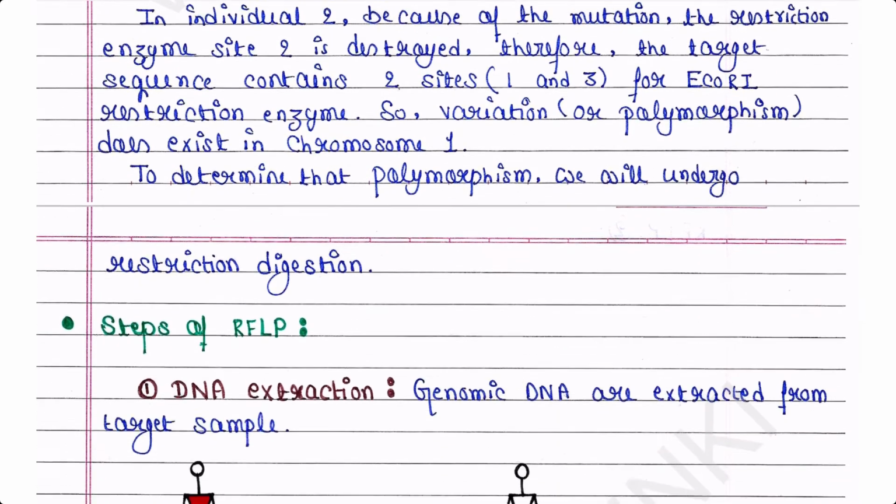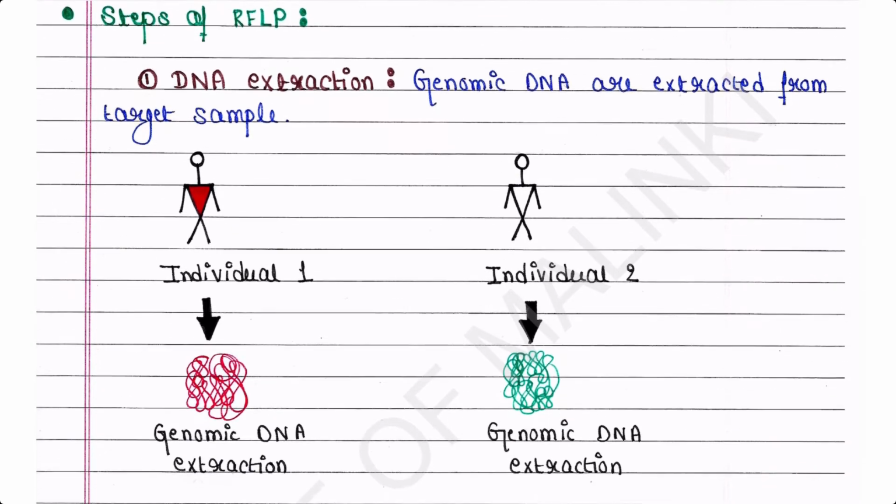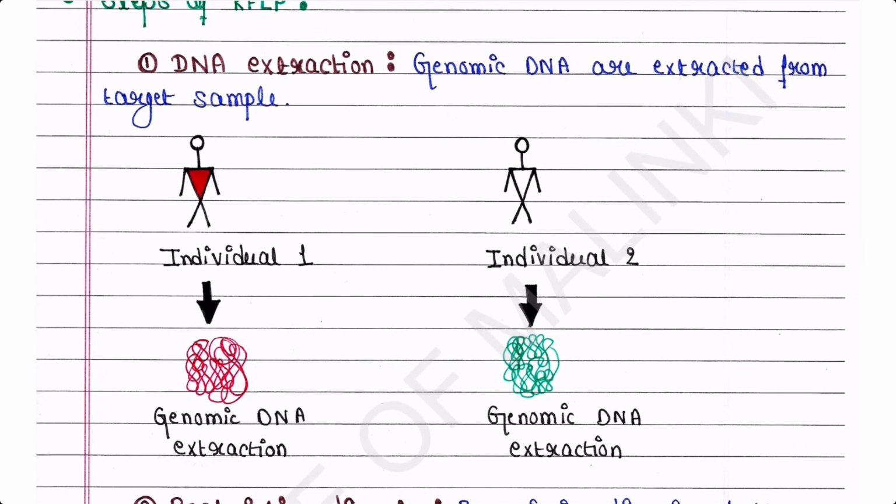So the steps of RFLP. First is the DNA extraction step. Genomic DNA is extracted from the target sample. So this is individual 1, and the genomic DNA is extracted from individual 1. This is individual 2, and the genomic DNA is extracted from individual 2 here.